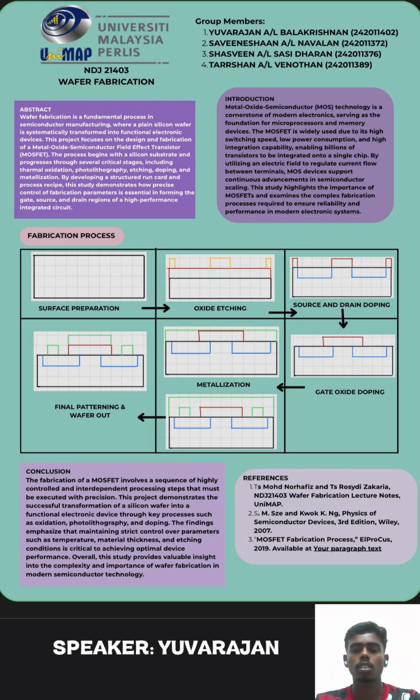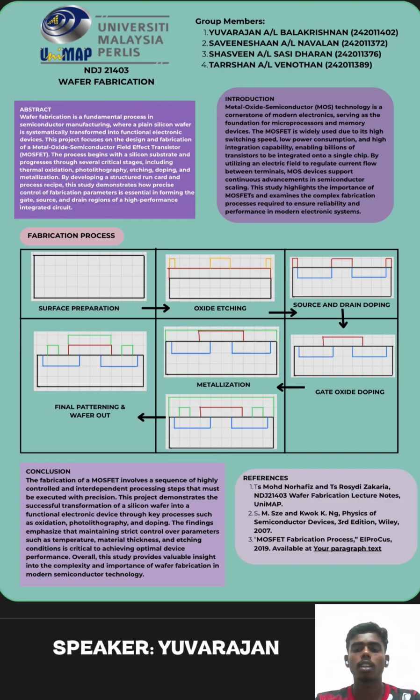Next is oxide etching. A thin oxide layer is first formed on the wafer and then specific areas are removed using photolithography and etching techniques. This step helps define the regions where further processing such as doping will take place. After that, we perform source and drain doping. In this step, impurities such as phosphorus or boron are introduced into selected regions of the wafer. This creates the source and drain terminals, which are essential for current flow in the MOSFET.